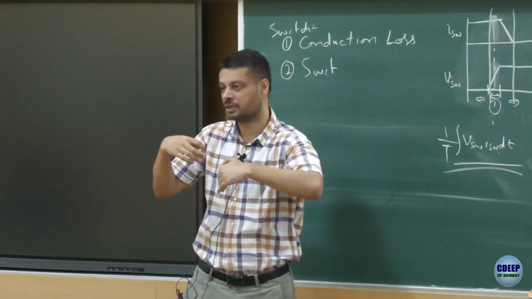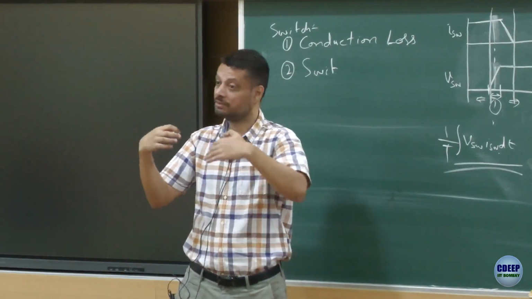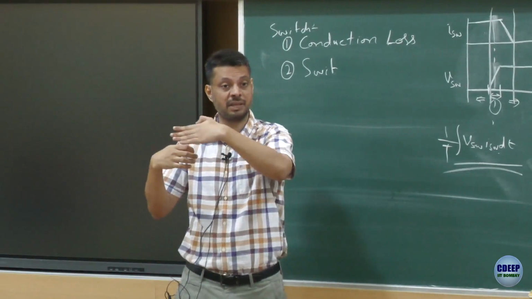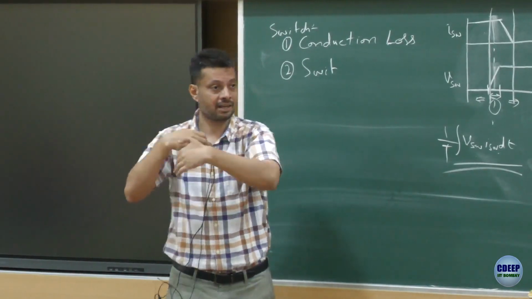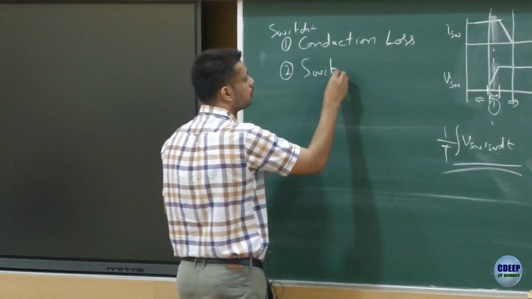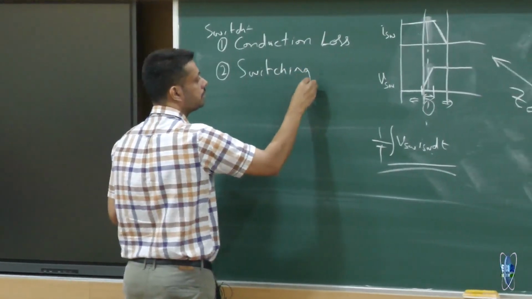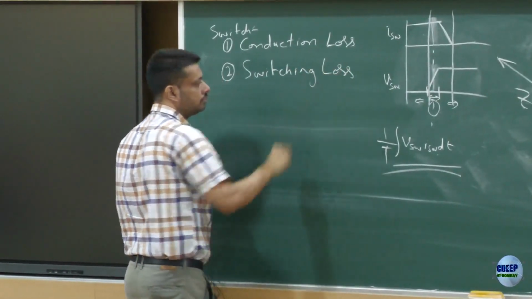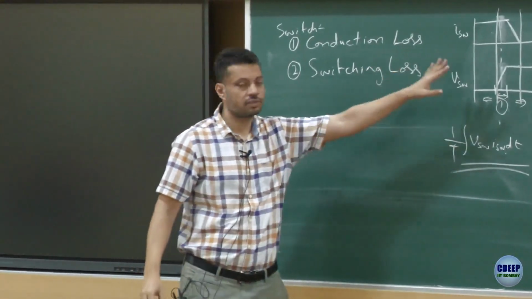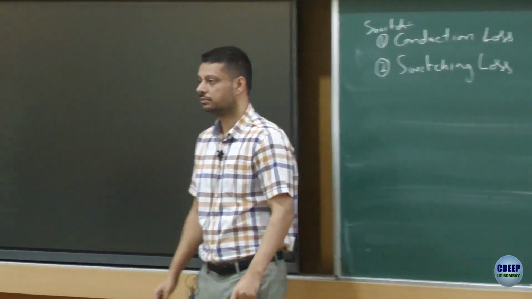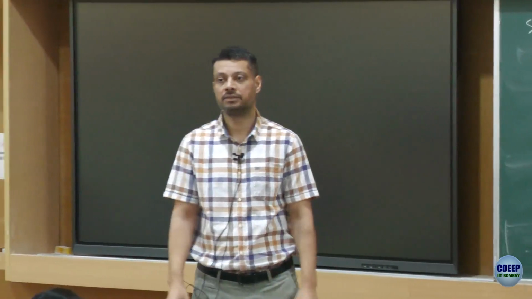It does not happen that current first becomes 0 and then voltage goes up. No, in fact it will happen the other way around. First the voltage will pick up and then the current will go down. So there is an overlap, so we call it switching losses. The reverse of this happens when you are turning on the device. Is that okay?